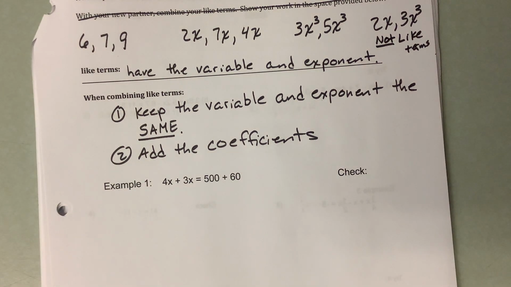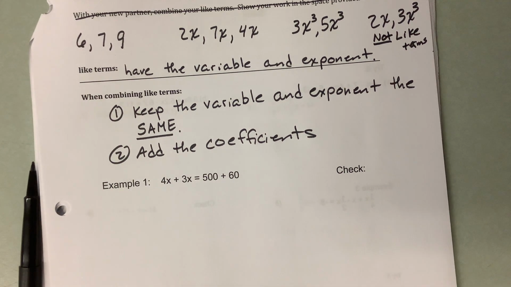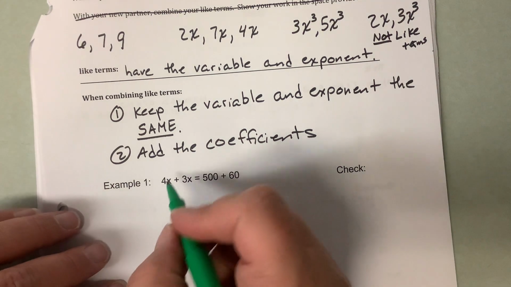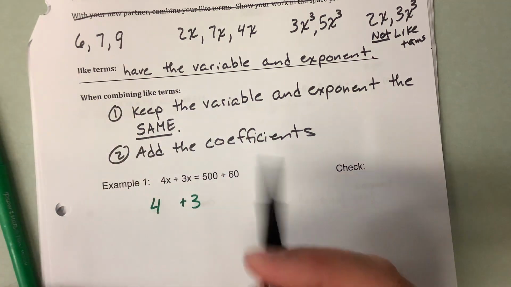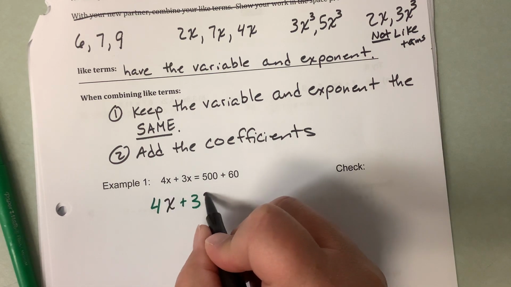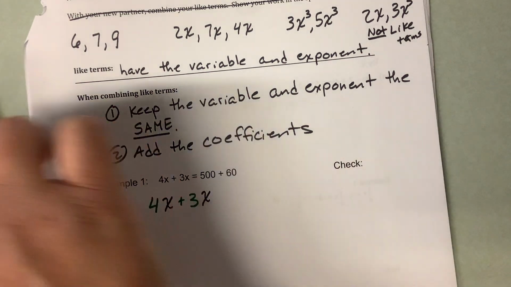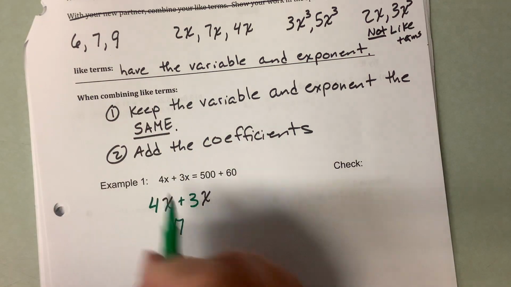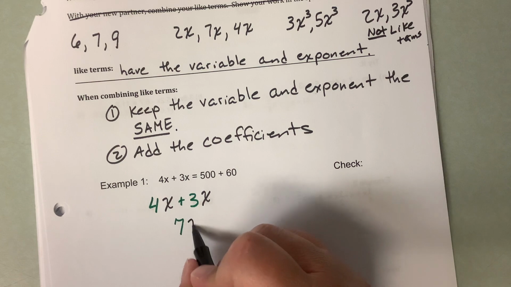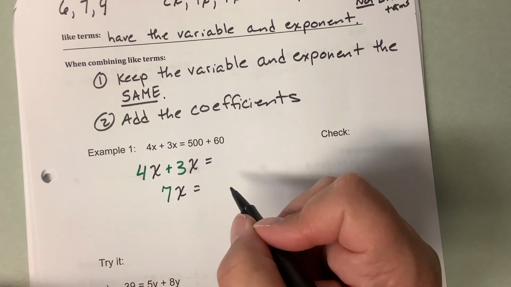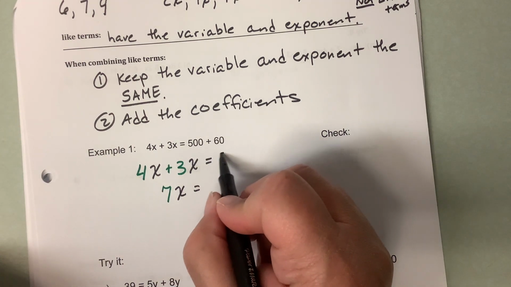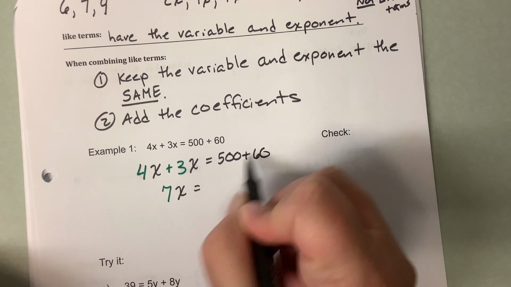So, for example, number one, the variables are x. Nothing happens to the x. I'm only going to add the coefficients. I'm going to add 4 and 3, but the x is going to stay the same. So 4 plus 3 is 7, and the x stays the same. But on the other side of the equation, there's no variable, there's no exponent. You just add the numbers. 500 plus 60 is 560.